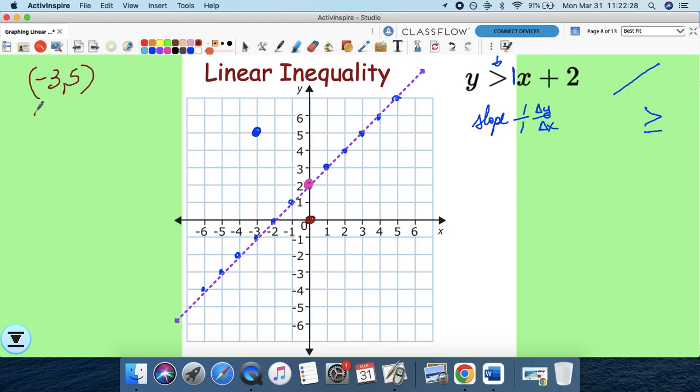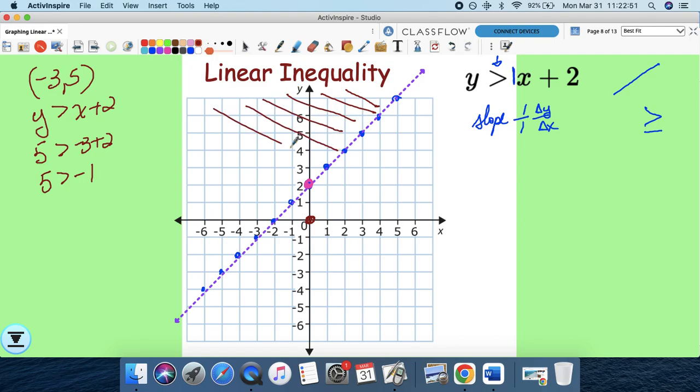If I pick the point (-3, 5), y equals x plus 2, let's substitute. I'm going to get 5 is greater than negative 3 plus 2, and negative 3 plus 2 is negative 1. Is that true? It is true. And if it's true, automatically we can start shading the area above the line, because that means that every point above the line will make our inequality true.